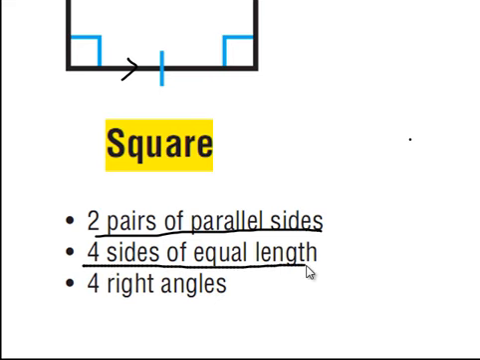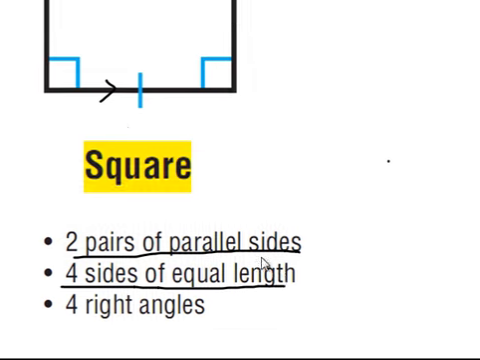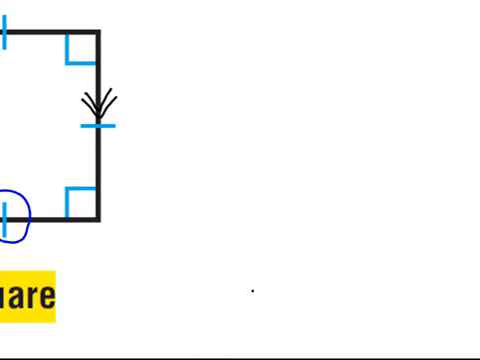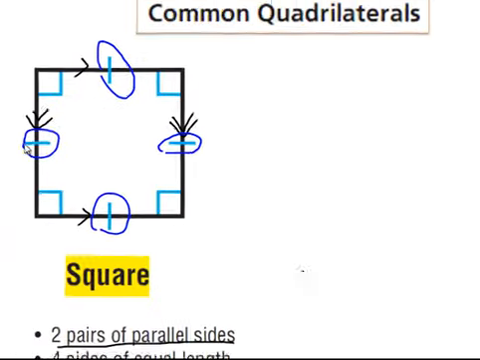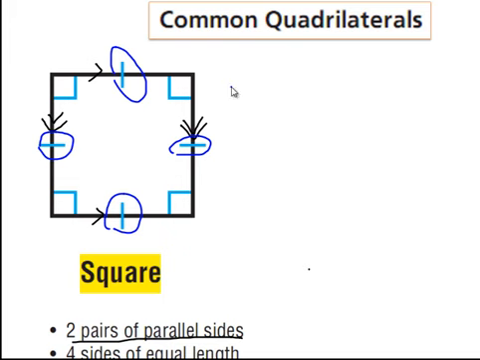The second condition is four sides of equal length. Can you see this sign? Equals this sign, equals this sign, equals this sign. They mean there are four sides of equal length.